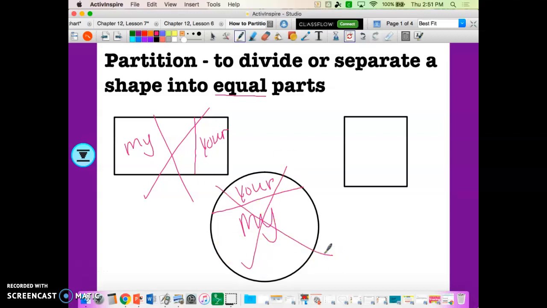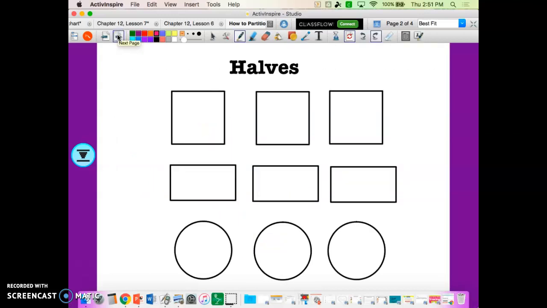So we're going to talk about how to partition shapes. We will talk about how to partition them into halves, thirds, and fourths, and we will use squares, rectangles, and circles. So let me show you some examples of the different ways they could partition those shapes. So into halves, we talk about half meant two, so we need two pieces. So I could cut the square vertically, horizontally, or from corner to corner.